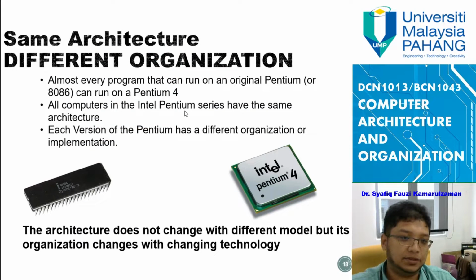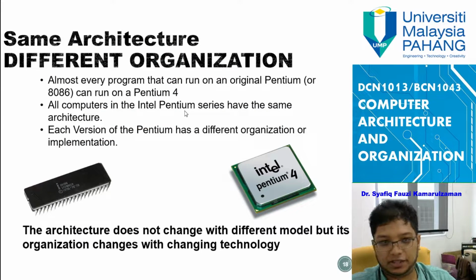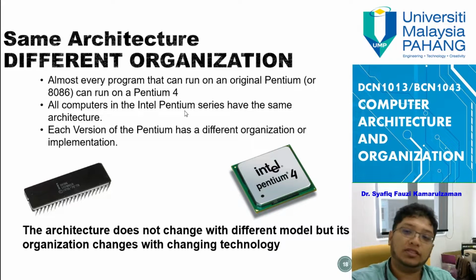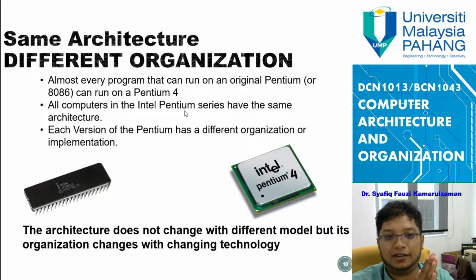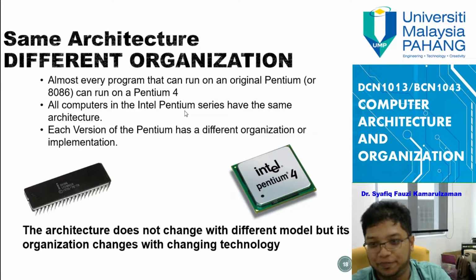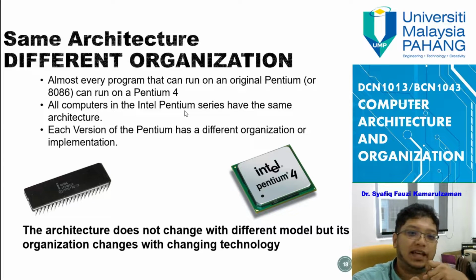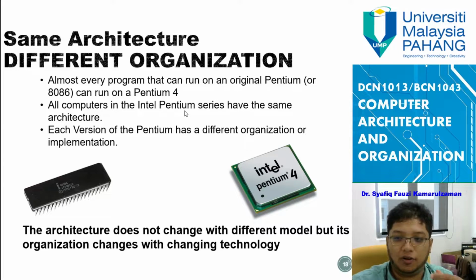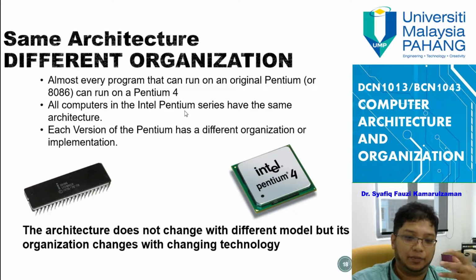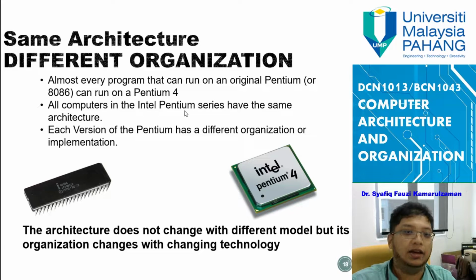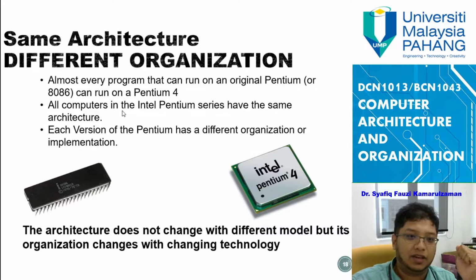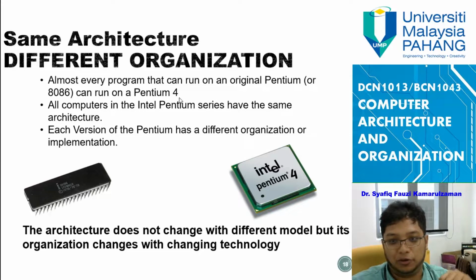So sometimes you can have the same architecture but a different organization. So 20 years ago, we had the same architecture that we use today. What is different is that they use a different organization to make the performance better. Almost every program that can run on the original Pentium, or the 8086, can run on the Pentium 4. I'm not sure whether it can run on i7 or i9 these days.